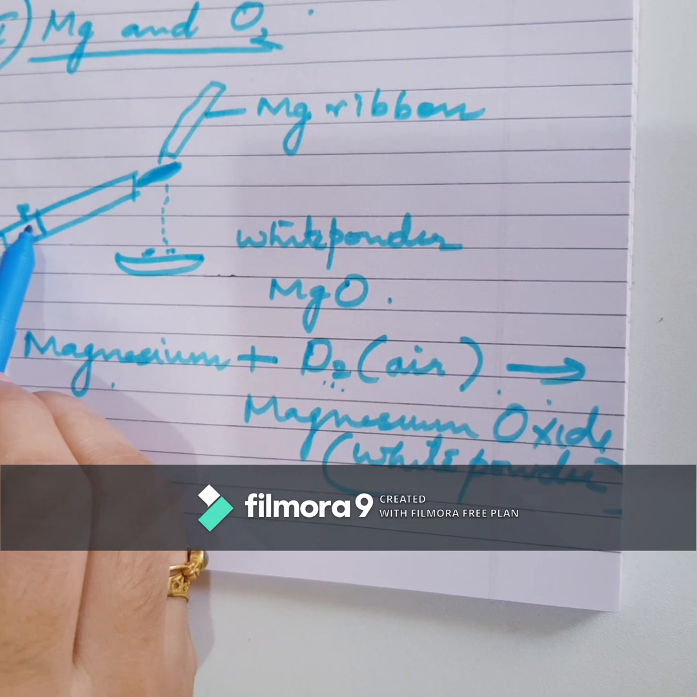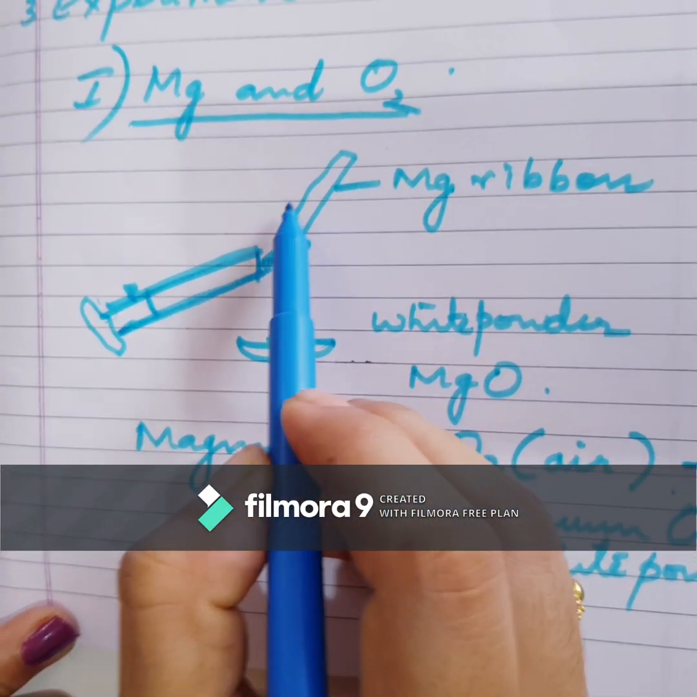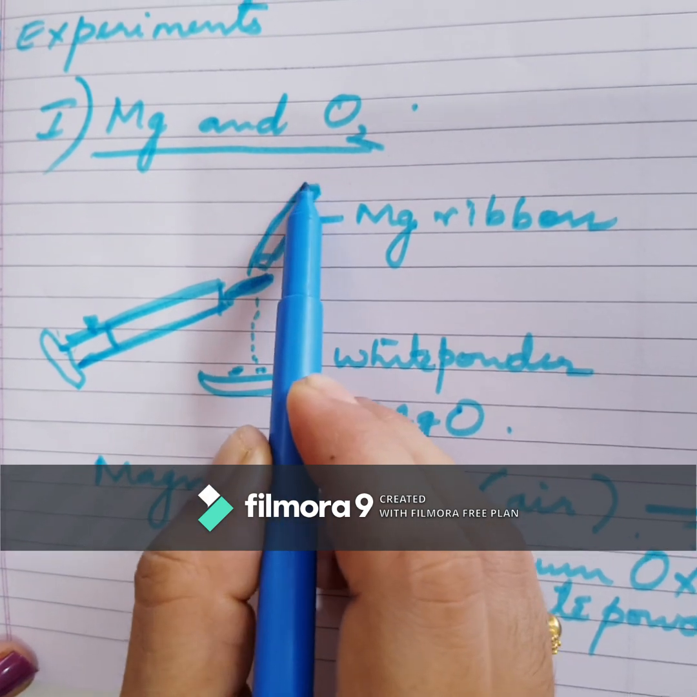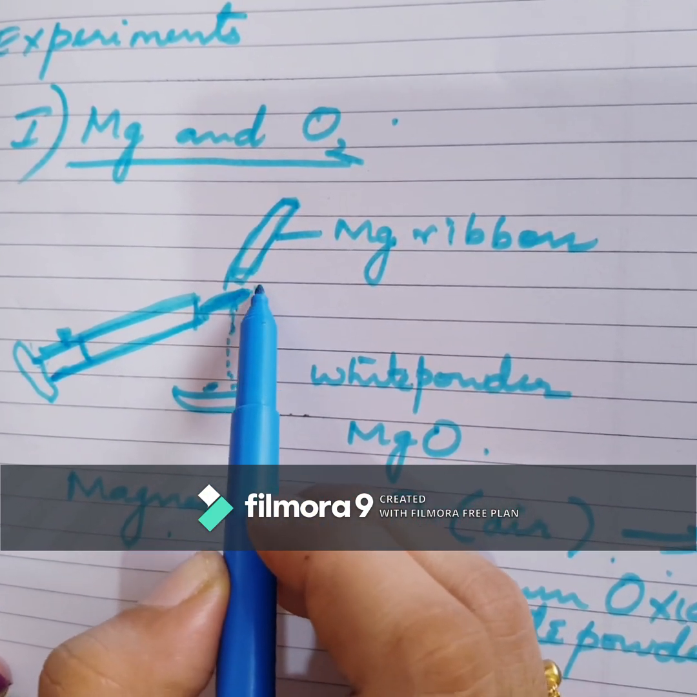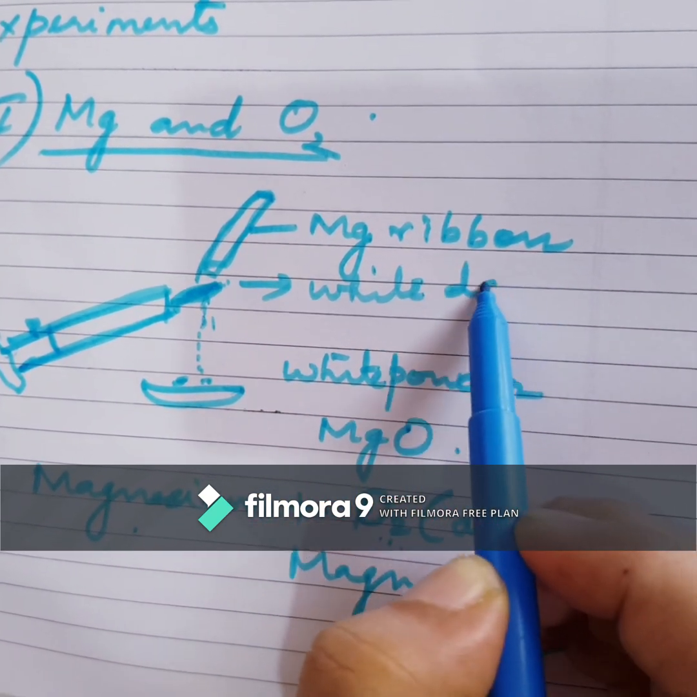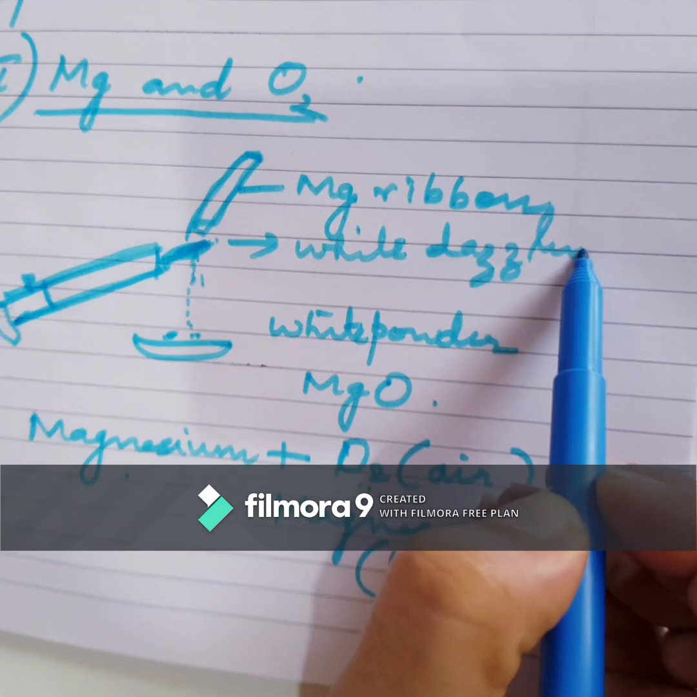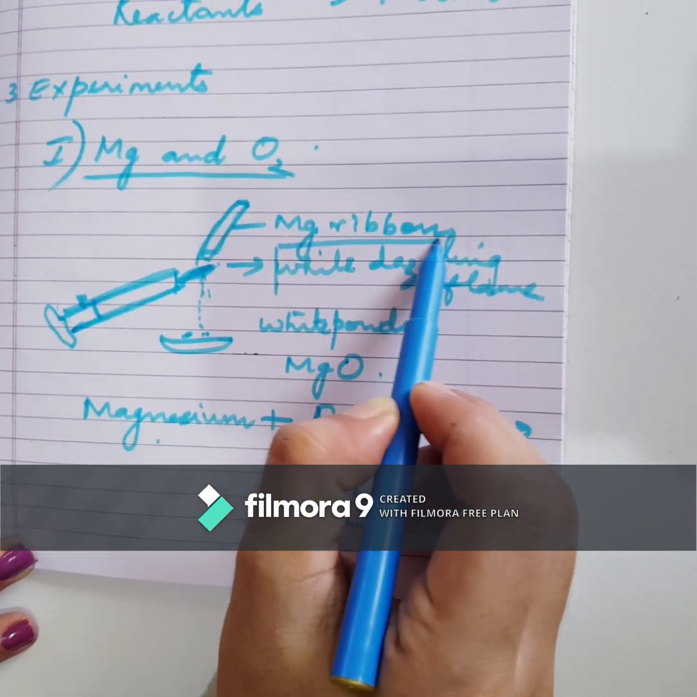This is the first experiment. You should have a burner or a spirit lamp and use a magnesium ribbon which is clean. Then you get a white dazzling flame on heating. Burning magnesium gives a white dazzling flame. This is the observation, and it is a very commonly asked question.